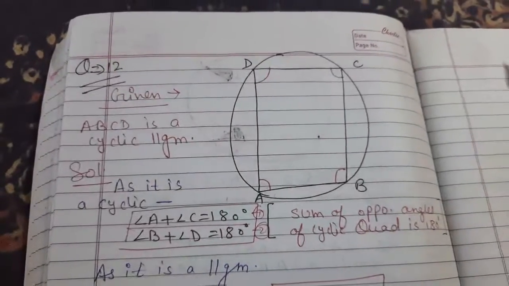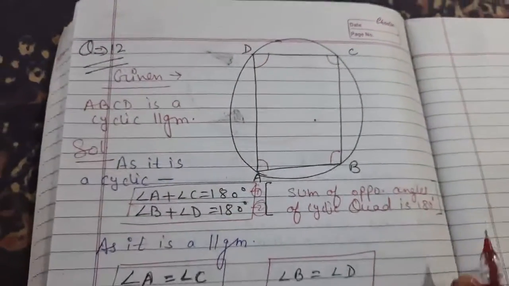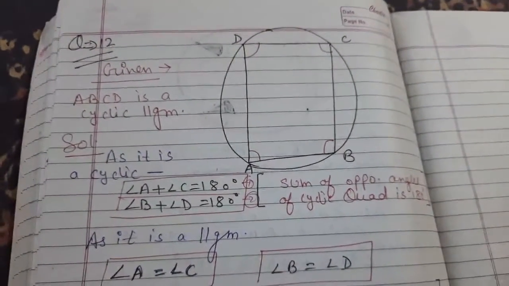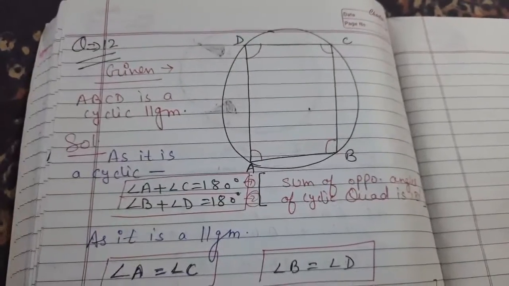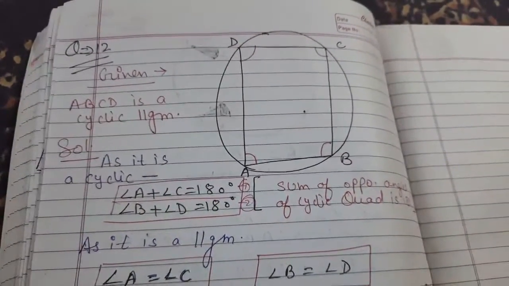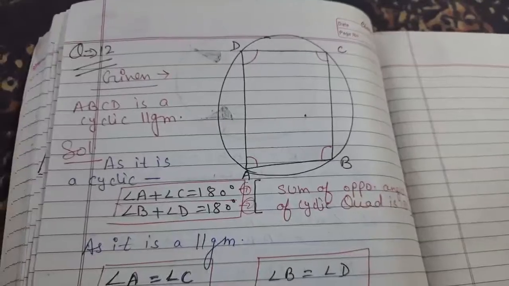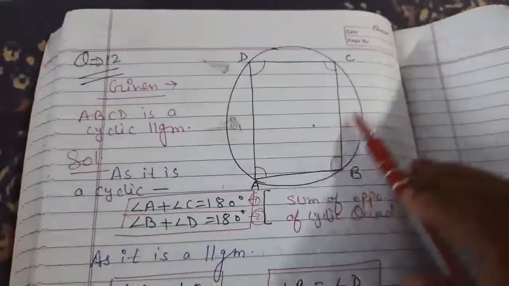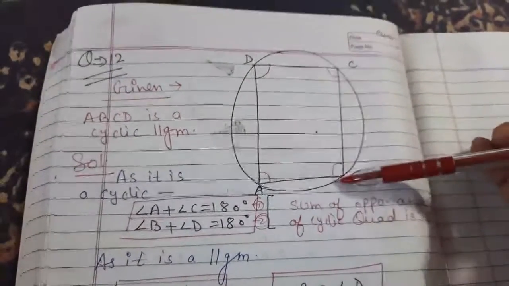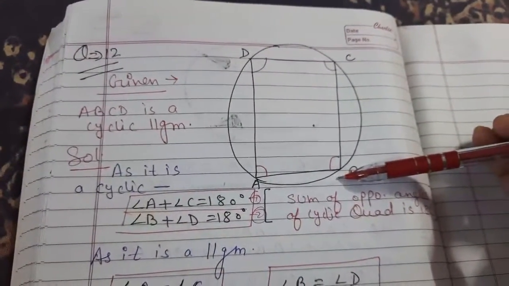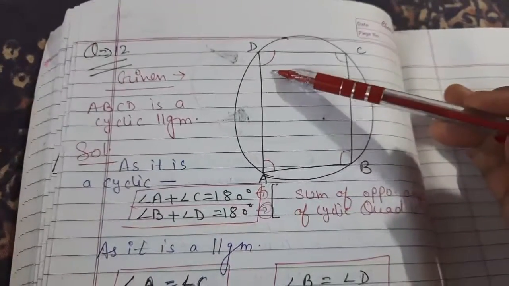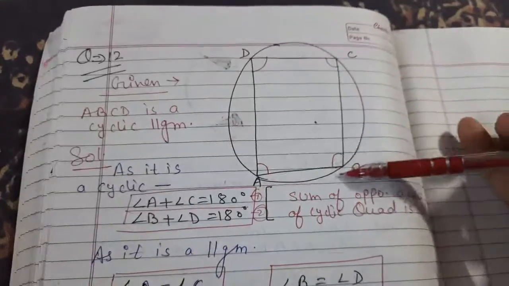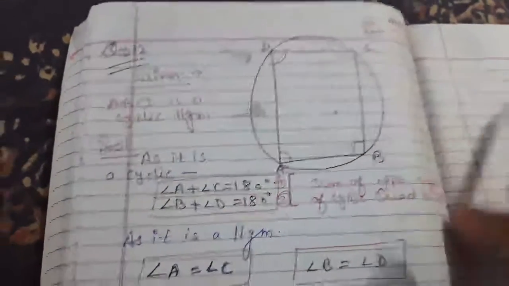Now the last question from 10.5, question number 12. Given that ABCD is a cyclic parallelogram, means it is cyclic as well as a parallelogram. As it is cyclic, all the 4 vertices will lie on a circle and the sum of opposite angles will be equal to 180 degrees. And as it is a parallelogram, by the property of a parallelogram, opposite angles will be equal. So A will be equal to C and B will be equal to D.